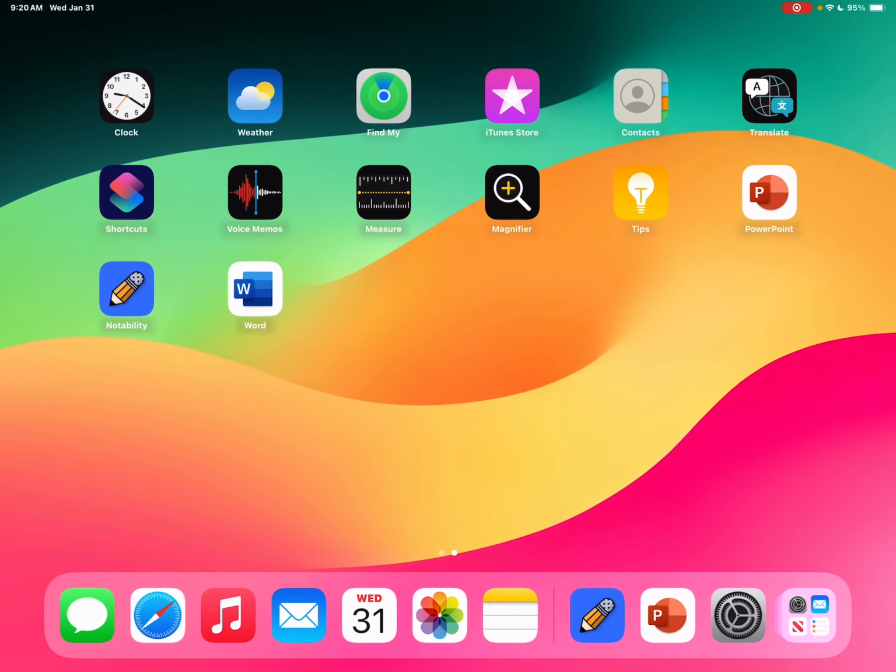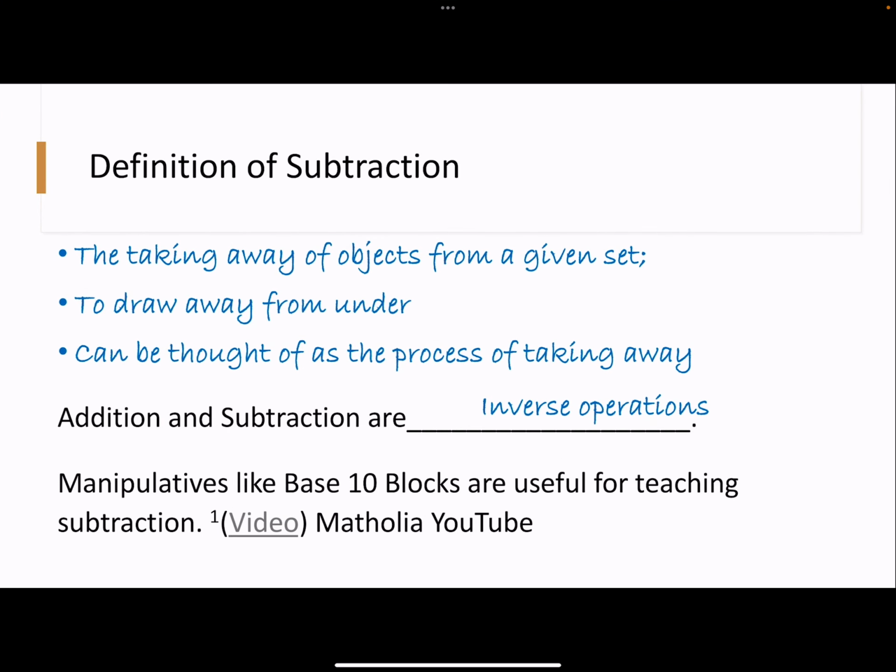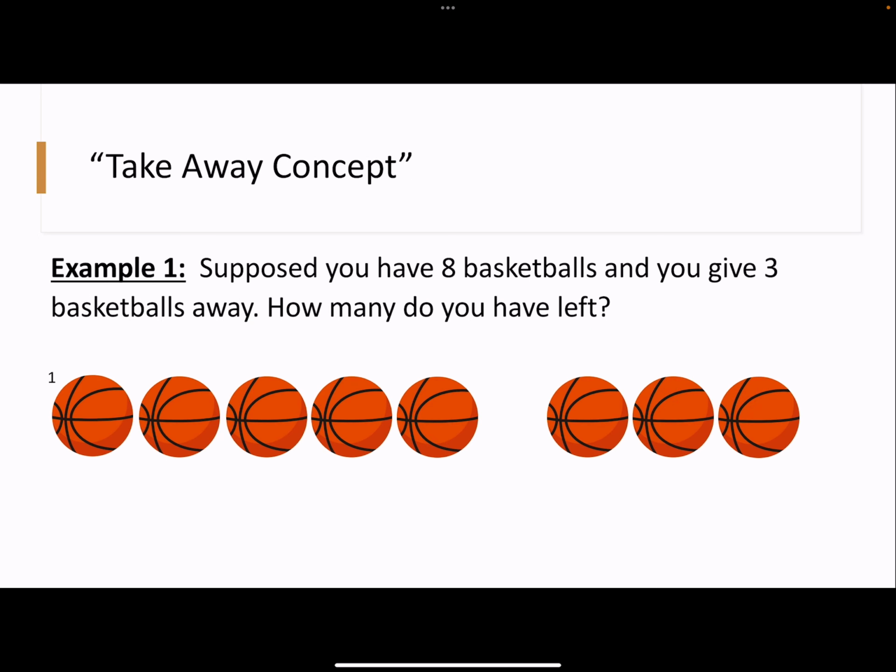So as you can see, that's just a way for students to visualize a subtraction using the base 10 blocks. You will use that a lot in the classroom. So let's talk about some different concepts that we can use to teach young elementary students subtraction.